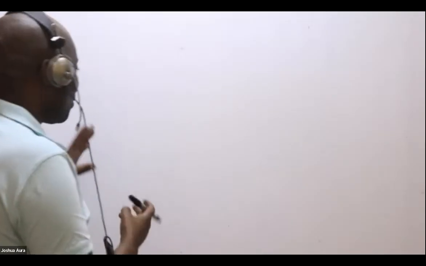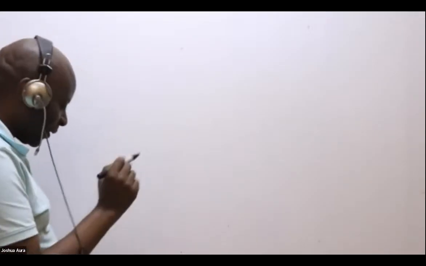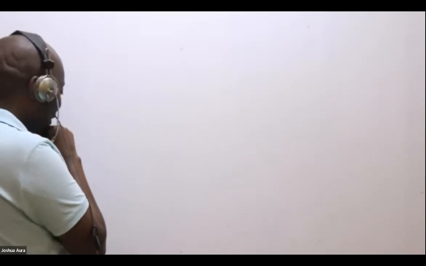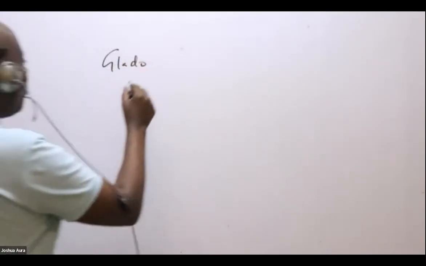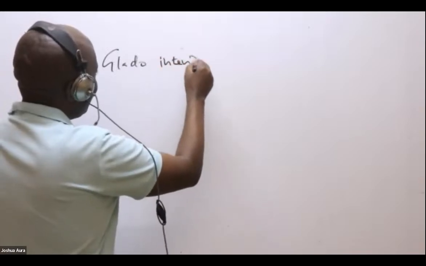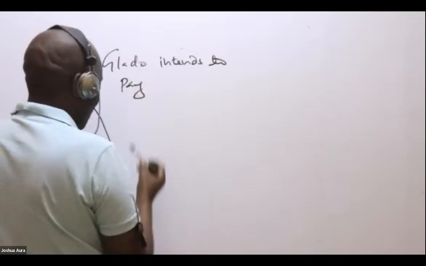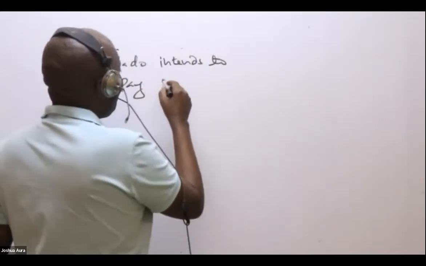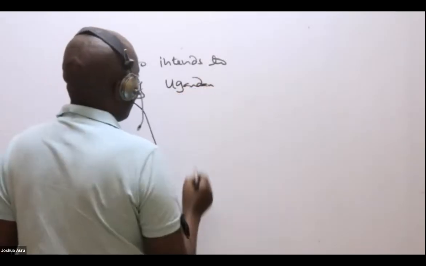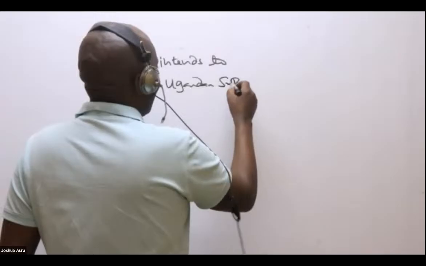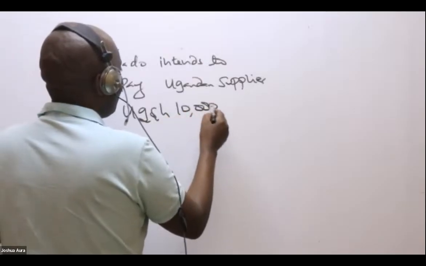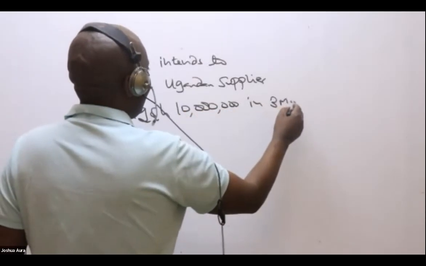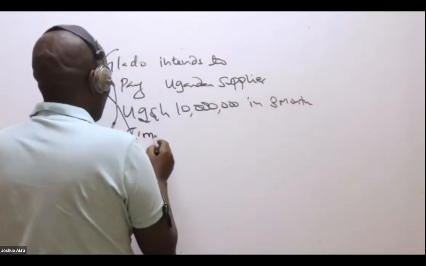Now, ladies and gentlemen, this is what your examiner will do this time around. Listen here. The examiner will come and tell you that Glado is to pay a Ugandan supplier, Uganda shillings 10 million in 3 months' time.